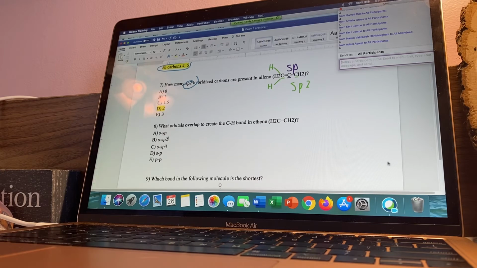Yeah, so it's going to be B. That's what I said. And the reason for that is because what they mean by S is just a hydrogen is going to be just S. So let me draw this out.